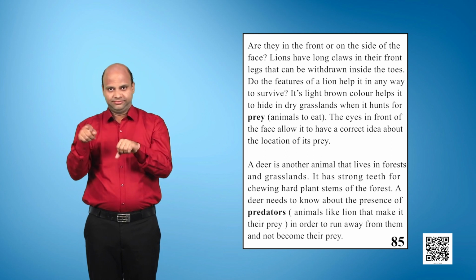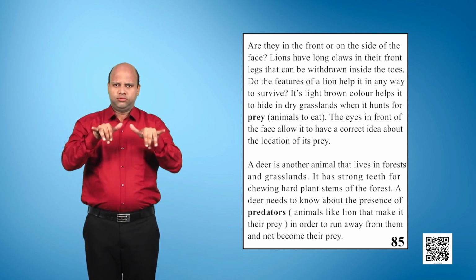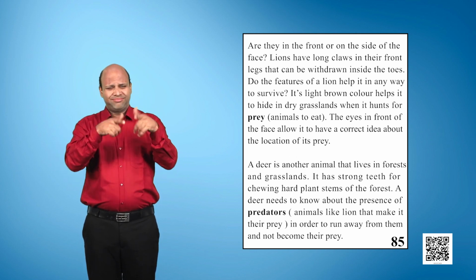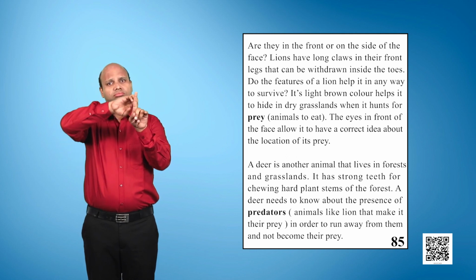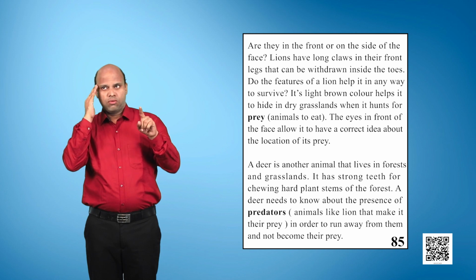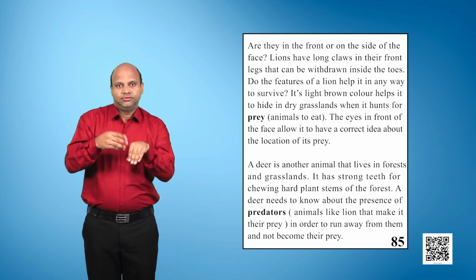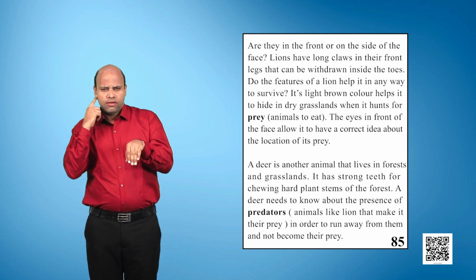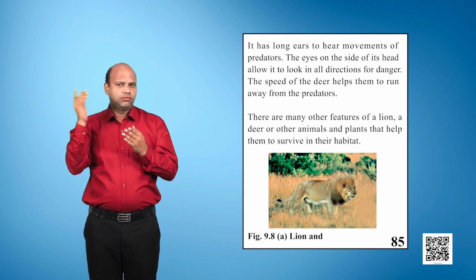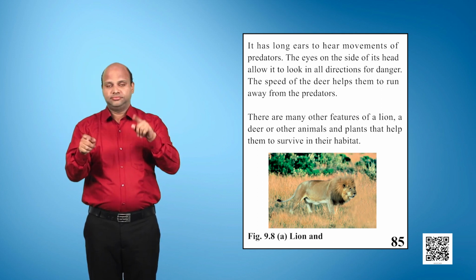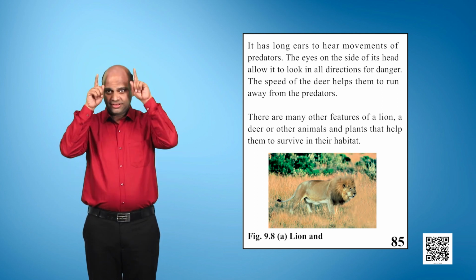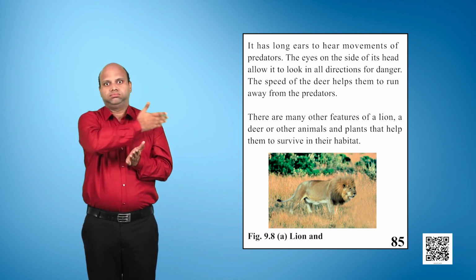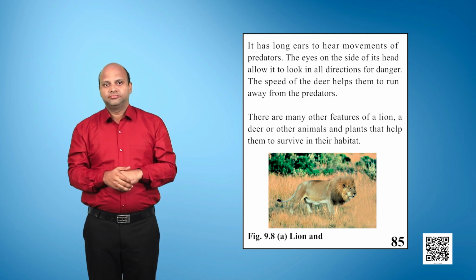A deer is another animal that lives in forests and grasslands. It has strong teeth for chewing hard plant stems of the forest. A deer needs to know about the presence of predators, that is, animals like lion that make it their prey, in order to run away from them and not become their prey. It has long ears to hear movements of predators. The eyes on the side of its head allow it to look in all directions for danger. The speed of the deer helps them to run away from the predators.